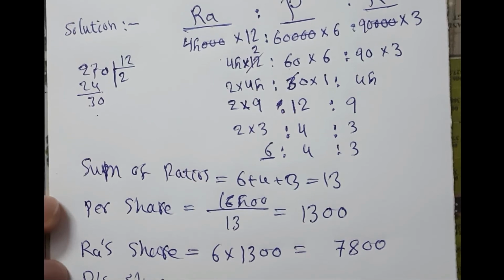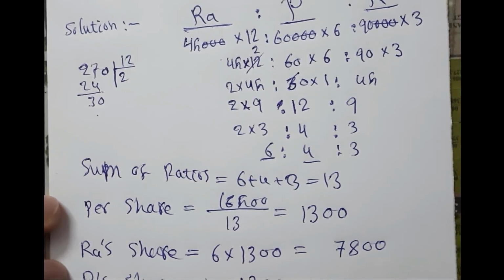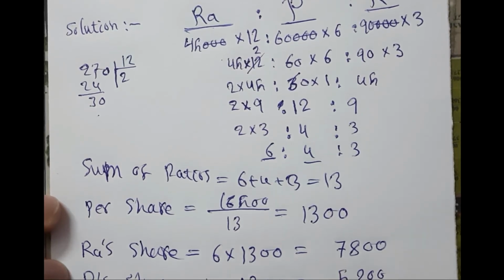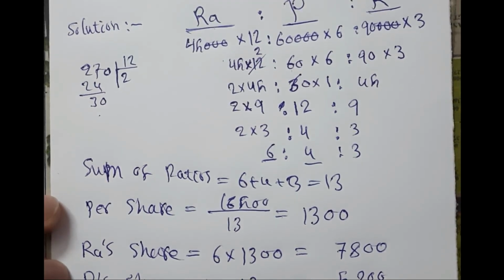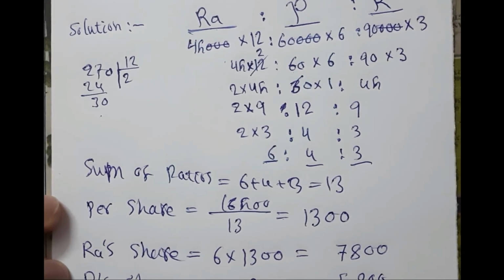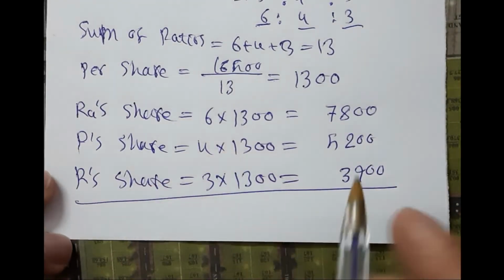Peter's share is 4 multiplied by 1,300, which is equal to 5,200. Ronald's share is equal to 3 multiplied by 1,300, which is equal to 3,900. It was the solution of this example.